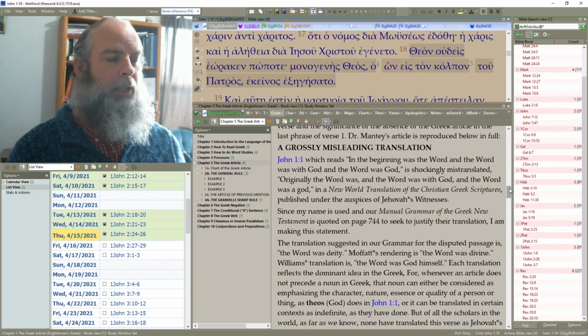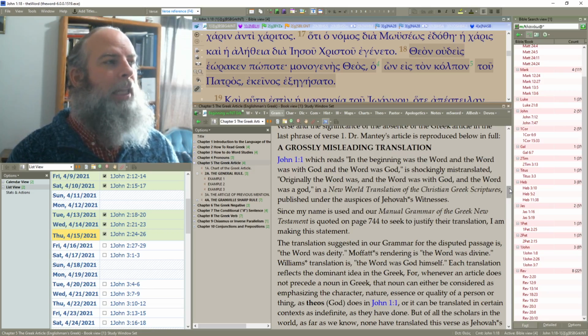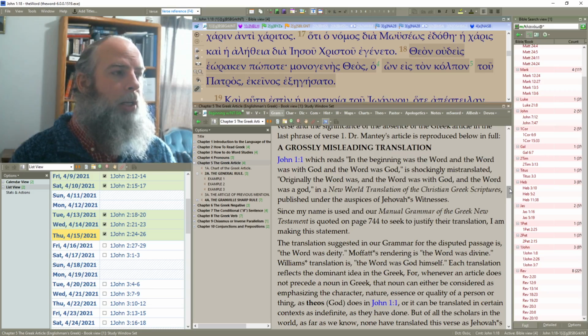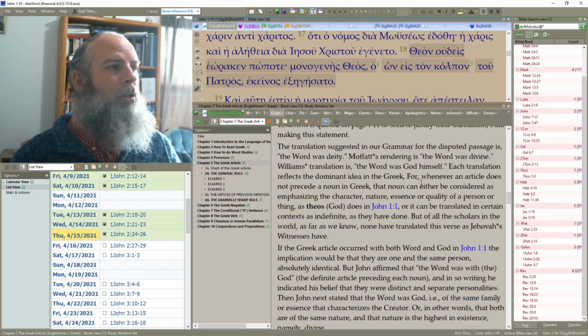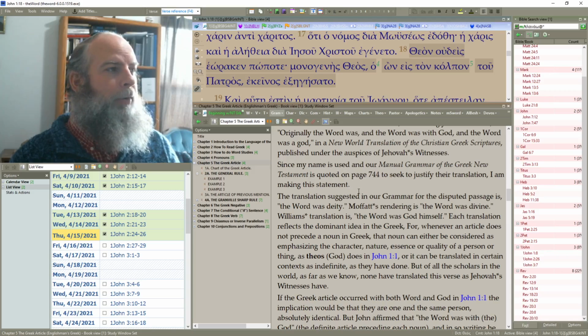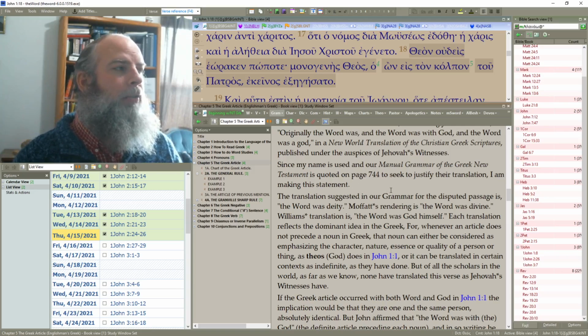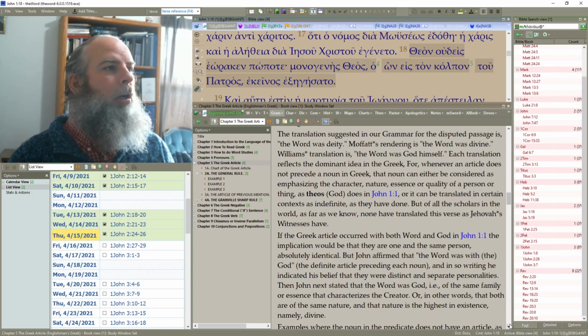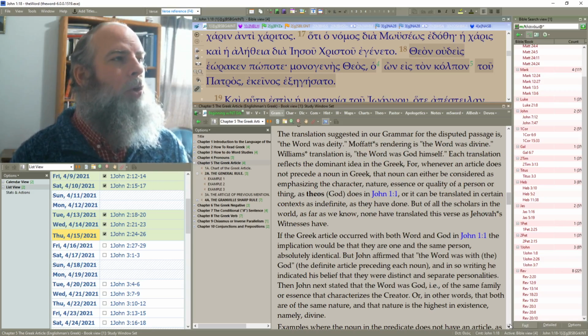A grossly misleading translation. John 1:1, which reads, "In the beginning was the Word, and the Word was with God, and the Word was God," is shockingly mistranslated as this: "Originally the Word was, and the Word was with God, and the Word was a God," in A New World Translation of the Christian Greek Scriptures, published under the auspices of the Jehovah's Witnesses. Since my name is used, referring to Dana and Mantey, our Manual Grammar of the Greek New Testament is quoted on page 744 to seek to justify their translation. I am making this statement. The translation suggested in our grammar for the disputed passage is "the Word was deity."